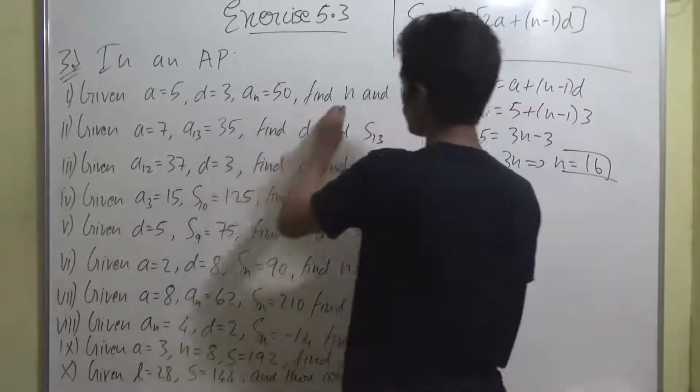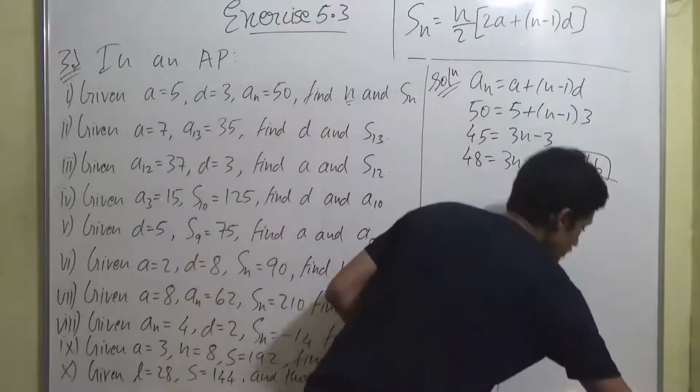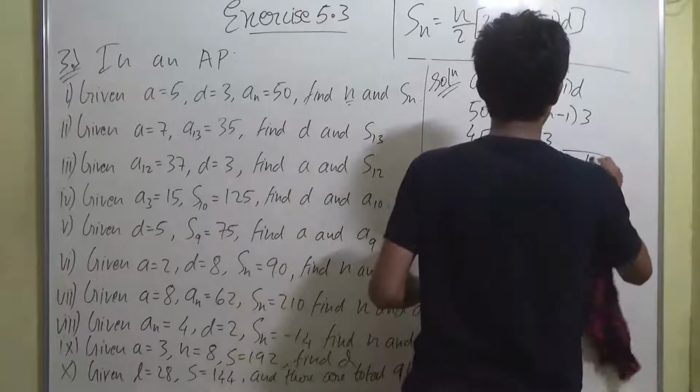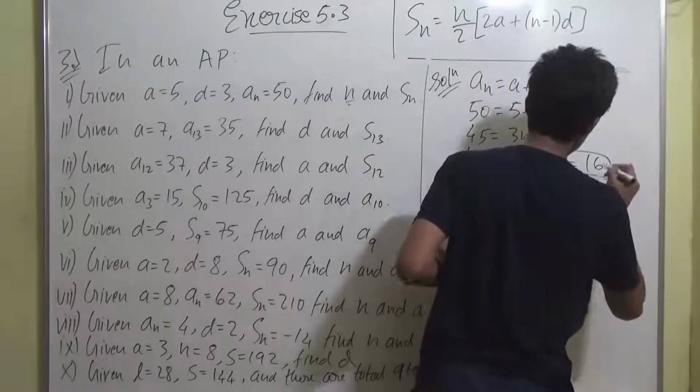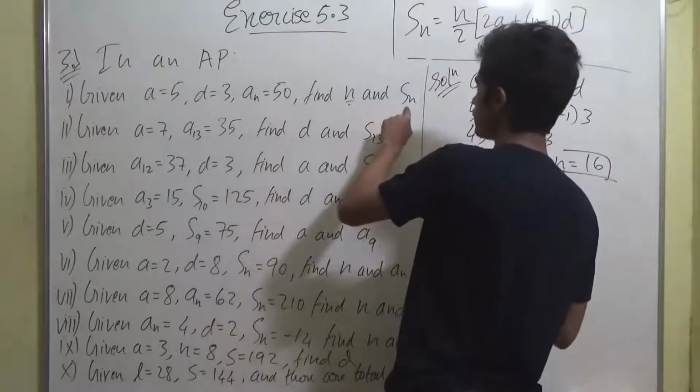So this is the first thing. Find n, they said, right? We found the value of n. n equal to 16. That's the first solution of the first sub question, right? Now let's go to find the second thing, that is S of n.